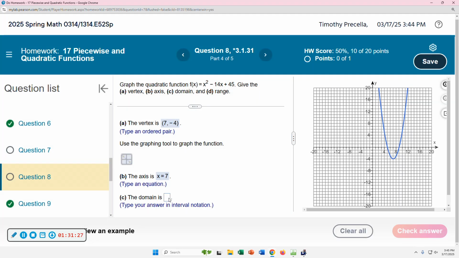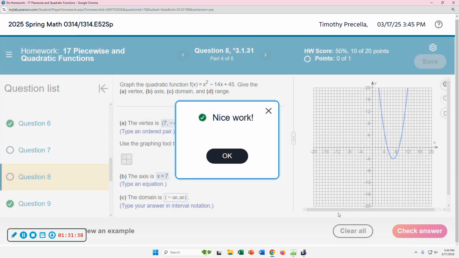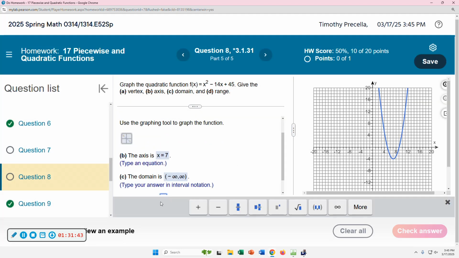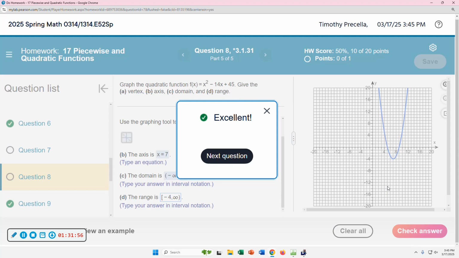And the domain, all real numbers. And the range, that's a bracket. The smallest y value on the graph is negative 4, and it goes up to infinity. Any questions there?